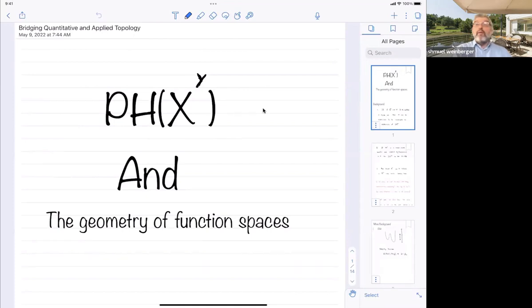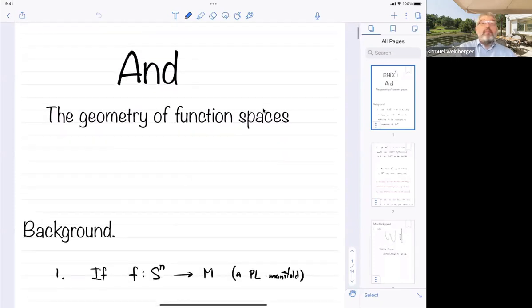In any case, what I want to talk about is, I was going to make the title just PH of X to the Y. I thought it would be really cool to be entirely symbols, but then I thought that was too geeky. So what I want to talk about is persistent homology of function spaces. Let me break the news to you: I don't know the answer.